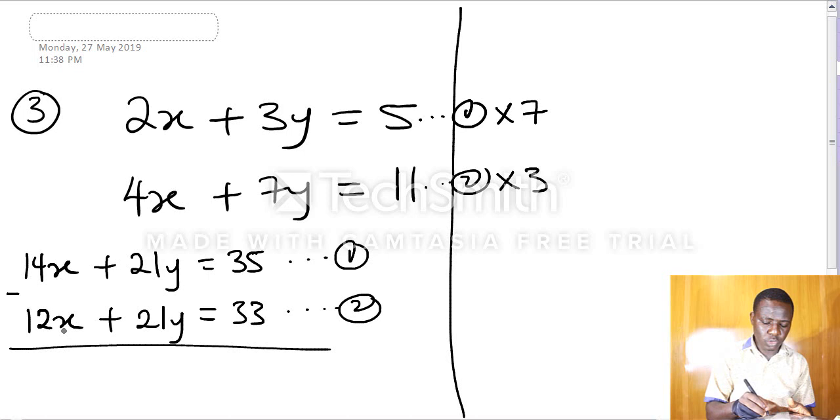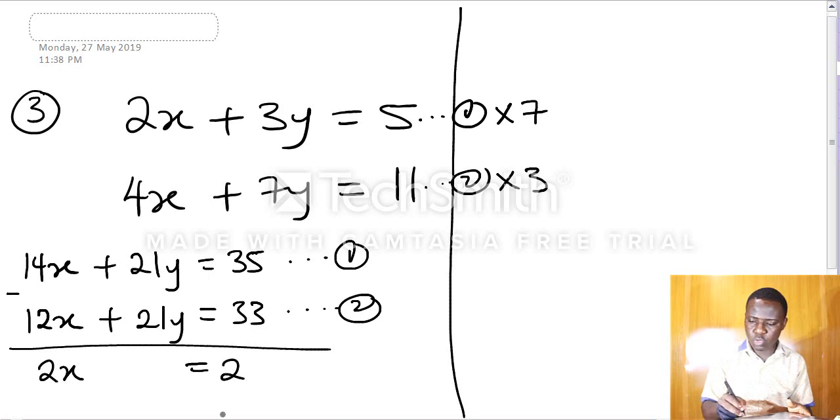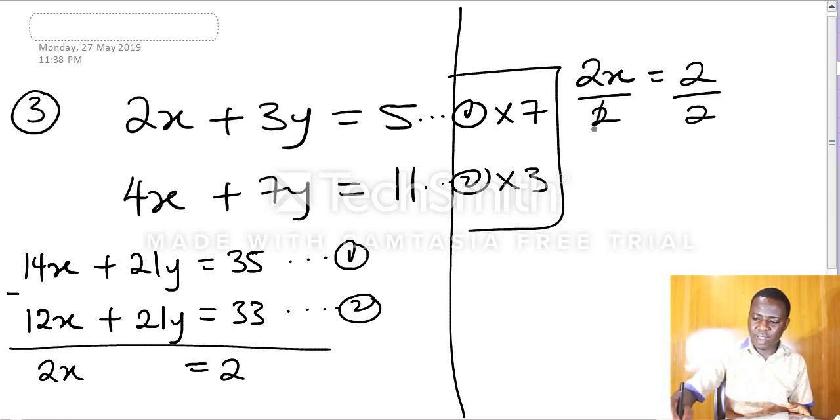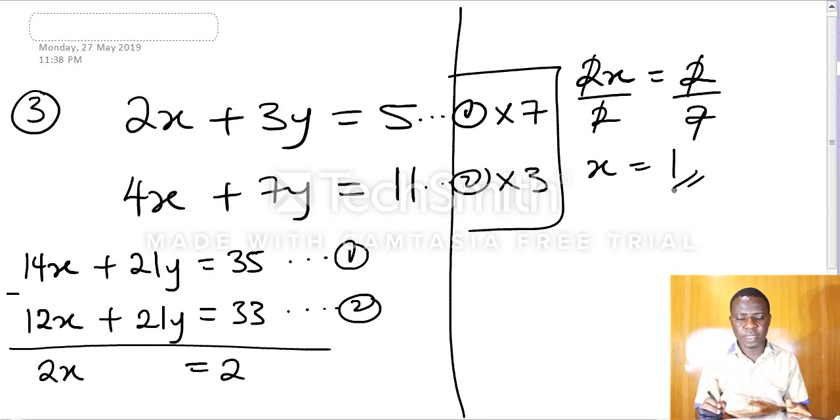14x minus 12x will be 2x. 21y minus 21y is 0. And 35 minus 33 is 2. So therefore, if 2x is equal to 2, dividing both sides by 2 will give us the value of x, and x is 2 divided by 2, which is 1. Now I have gotten my value for x.